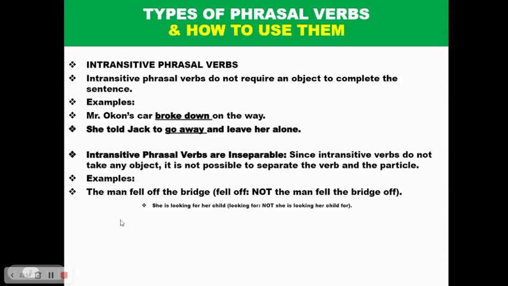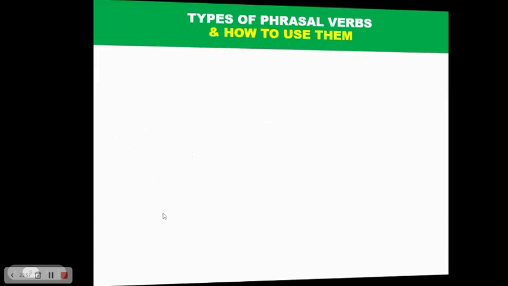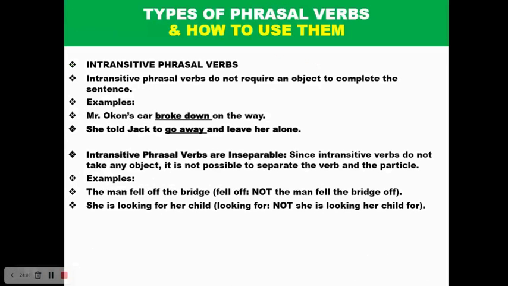Let's take another example. She is looking for her child. The phrasal verb here is looking for. Again, you can't separate looking and for. You cannot say, for example, she's looking her child for. No, that is meaningless. She is looking for her child. So that's what you need to take note of when you want to use intransitive phrasal verbs.